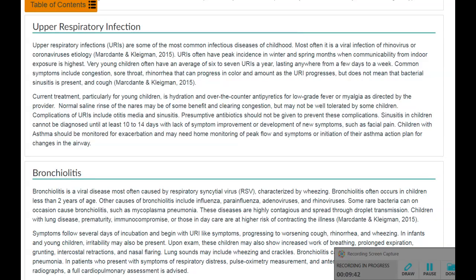Children with asthma should be monitored for exacerbation and may need home monitoring of peak flow and symptoms or initiation of their asthma action plan for changes in the airway. Bronchiolitis.